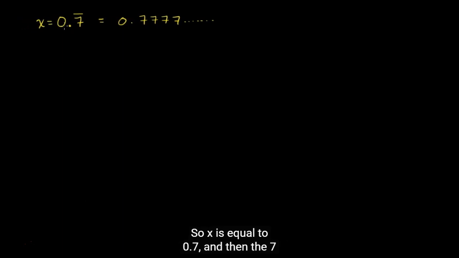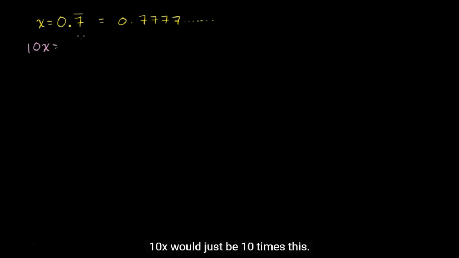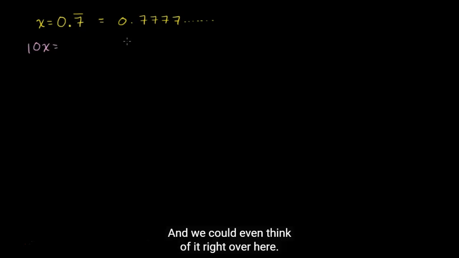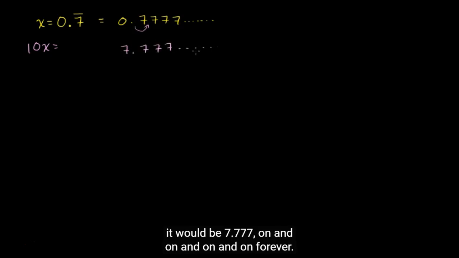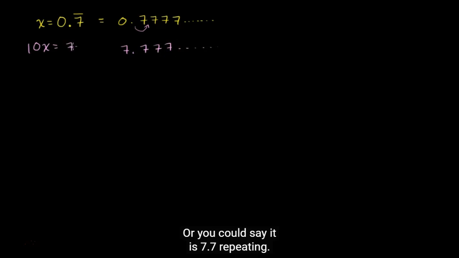So let me set this equal to a variable. Let me call this x. So x is equal to 0.7, and then the 7 repeats on and on forever. Now what would 10x be? Well, let's think about this. 10x would just be 10 times this. If we multiplied this times 10, you'd be moving the decimal 1 over to the right. It would be 7.777, on and on and on and on forever. Or you could say it is 7.7 repeating.